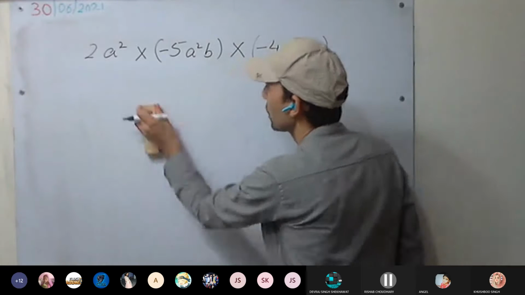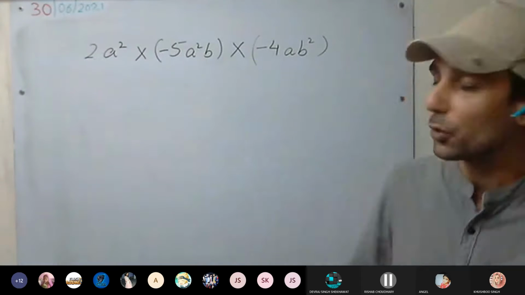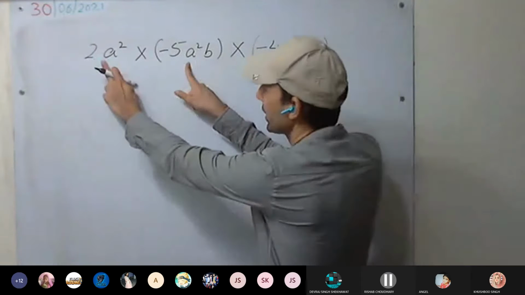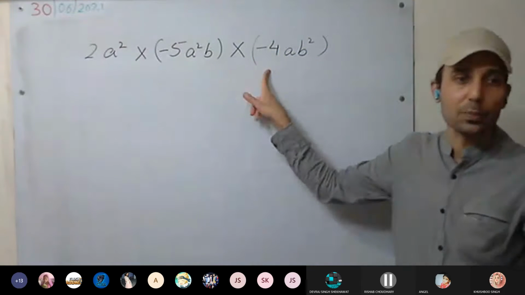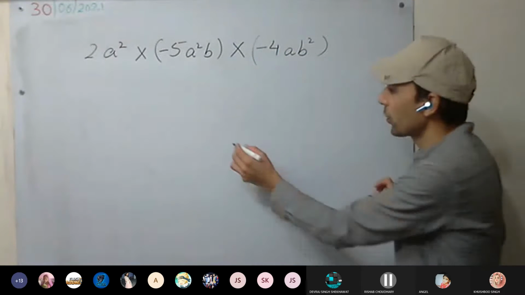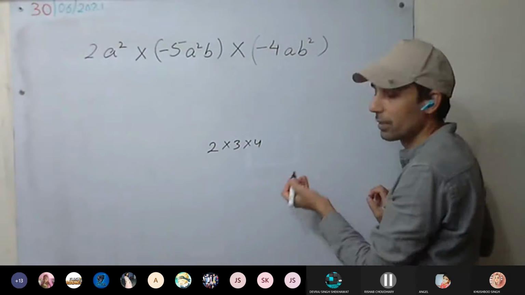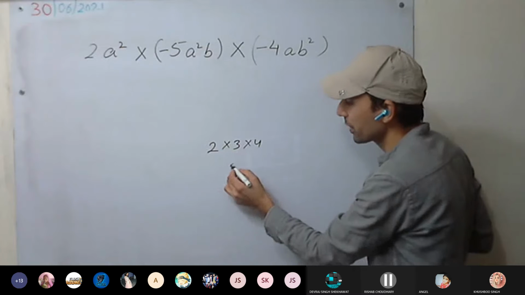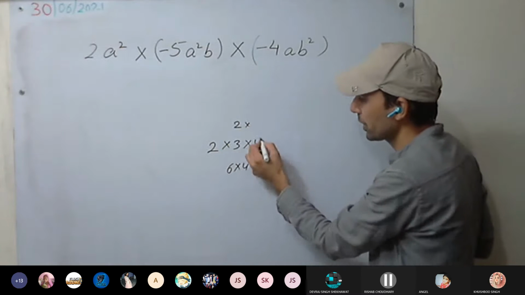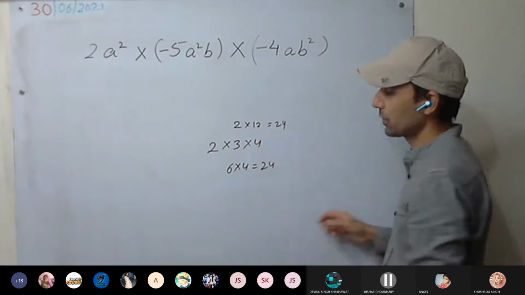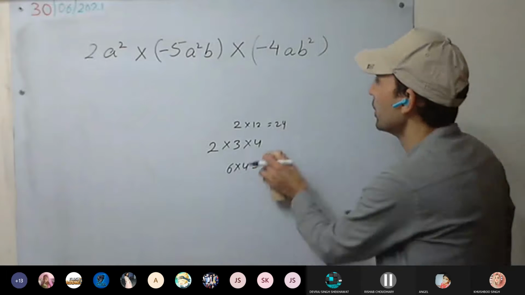Now we have three terms to be multiplied. First, any two terms you can multiply, either these two or these two. It does not matter because multiplication follows commutative law. For example, 2 into 3 into 4: whether you multiply first 6 into 4, 24, or you multiply first 3 and 4, you will get the same answer.